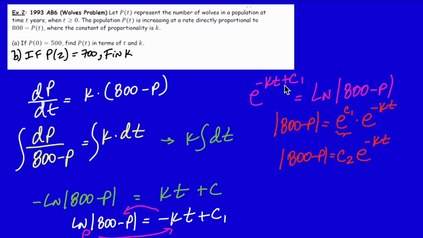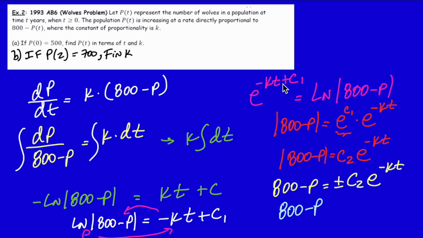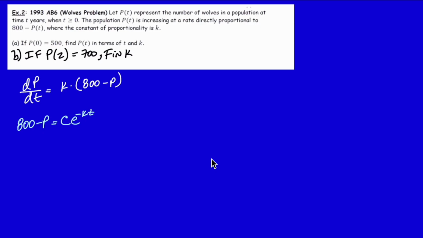Okay, now to remove that absolute value sign, we would have to multiply the opposite side by plus and minus, and we get the following. And now we could just change plus or minus c2 to yet another arbitrary constant. Let's just call it capital C, e to the negative kt. Okay, let's now proceed with the rest of the problem.